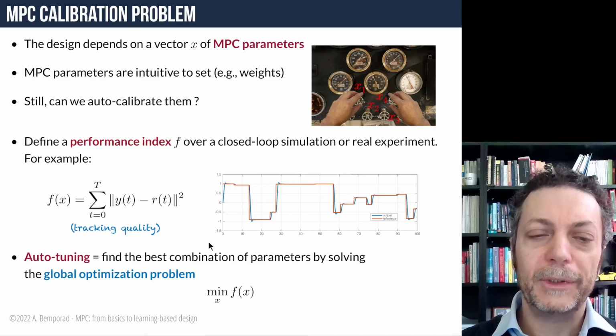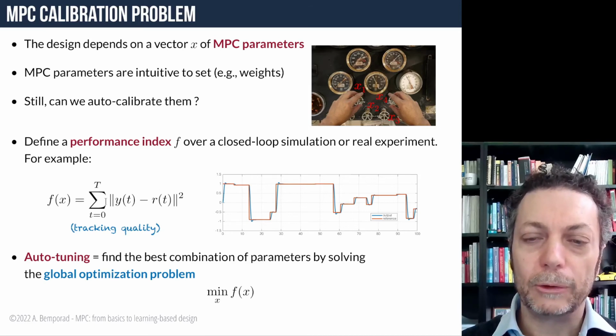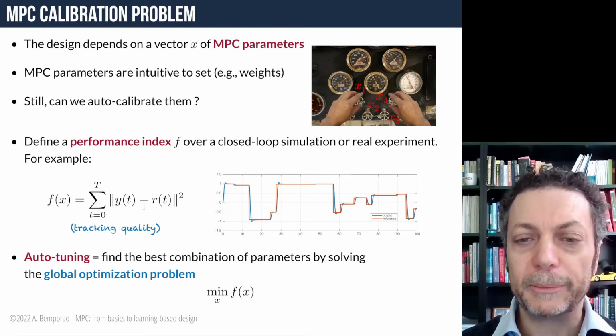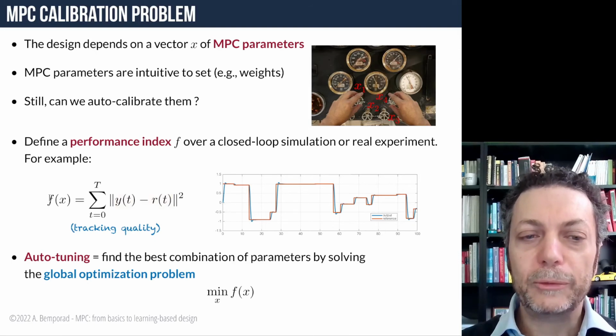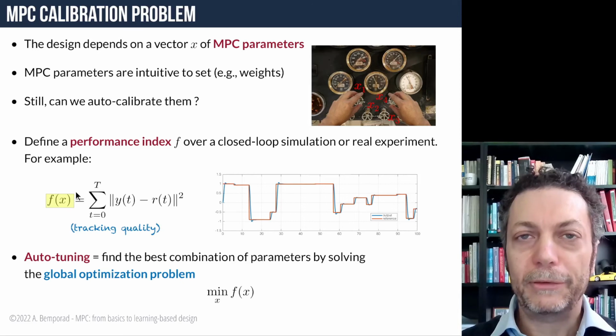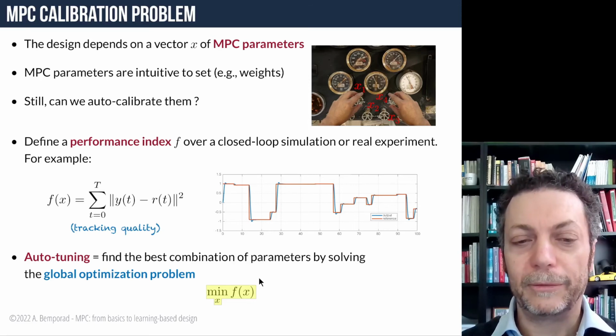So to do this, you can define a performance index for the closed loop response. For example, you can look at the square tracking error as an index of tracking quality over a closed loop simulation of the controller. And this would be a function of x, the tuning parameters that you have in the control law. So what is an auto-tuning problem? Having defined this function, it is the problem of minimizing this function with respect to the value of the tuning parameters. And you can look at this as a nonlinear optimization problem that you would like to solve globally.